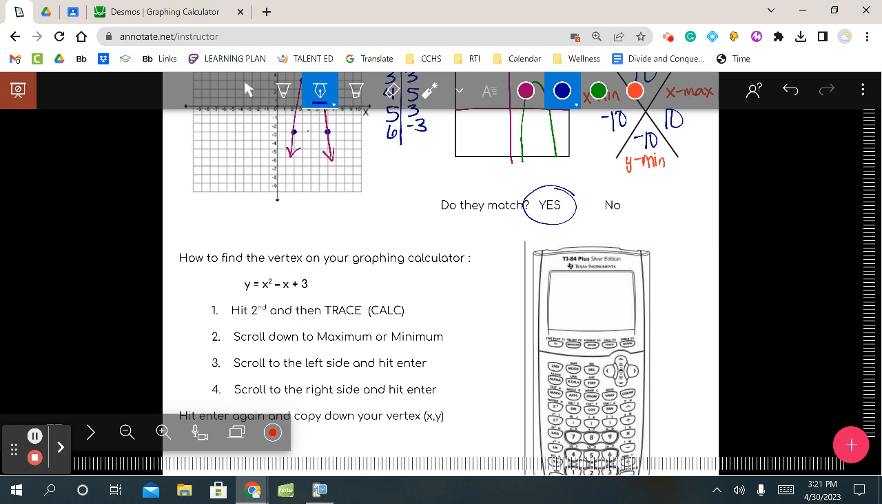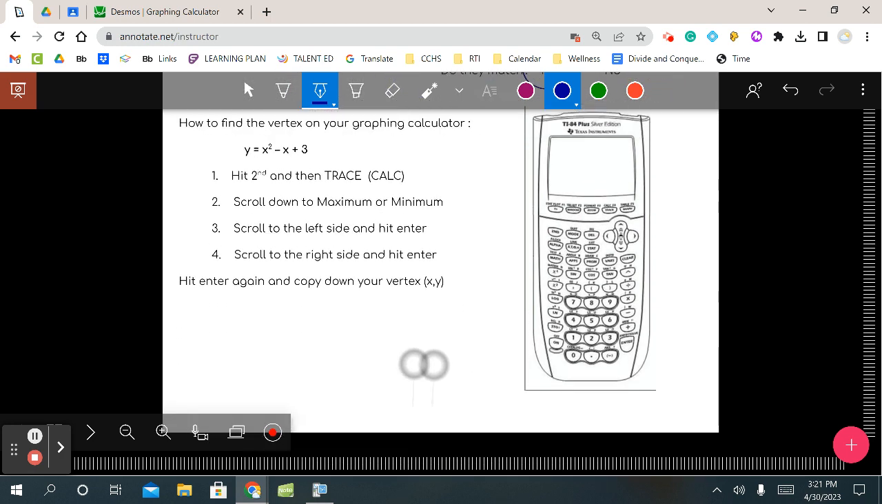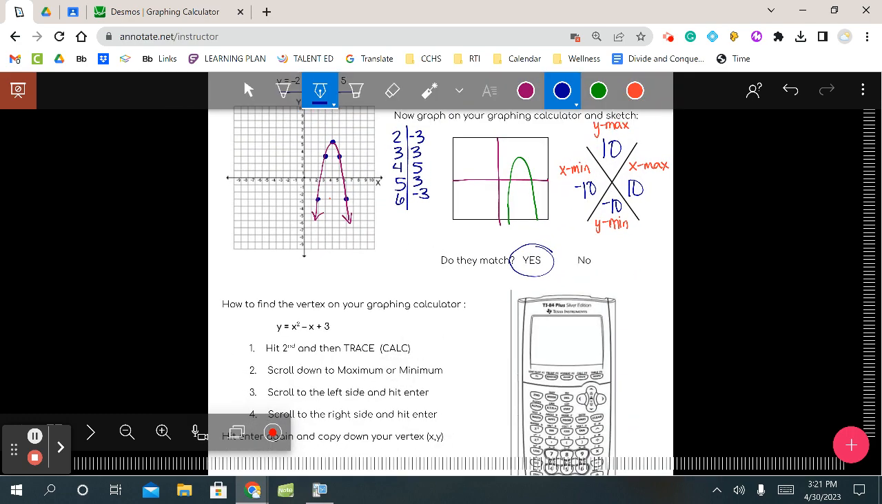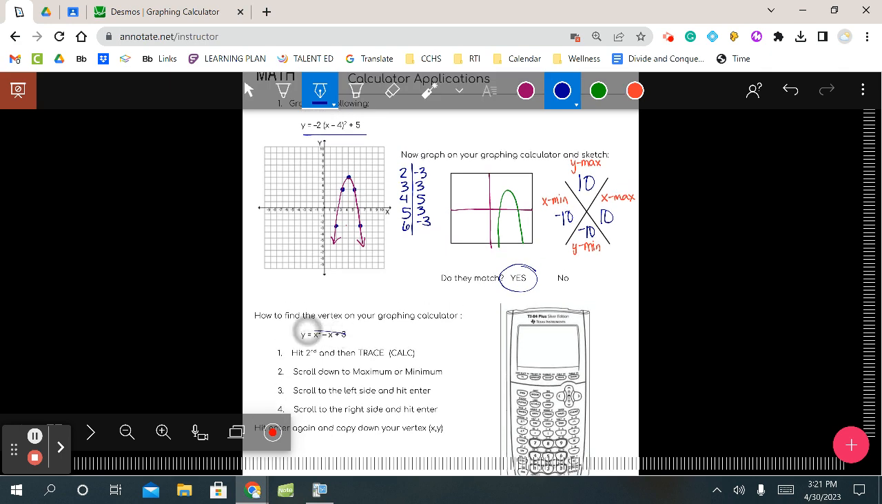Okay, next. How to find the vertex on your graphing calculator. We are going to actually do something a little bit different. I want you guys to scratch out this function. We're going to use the same one as we did from above. That way we can write it on our graph. Okay, so that is already in our calculator. So we don't even have to type in something else into our calculator.